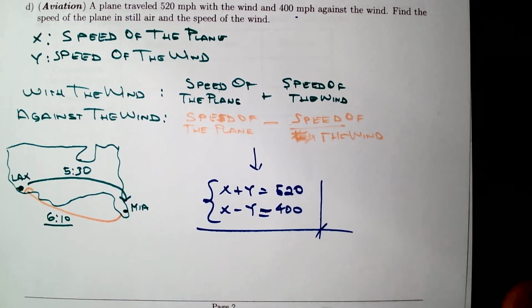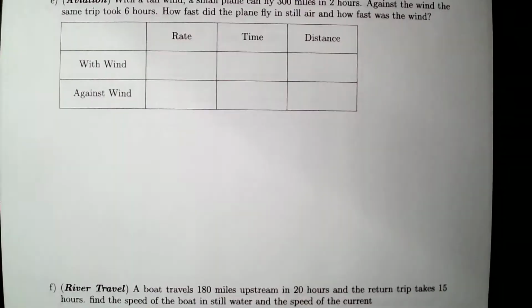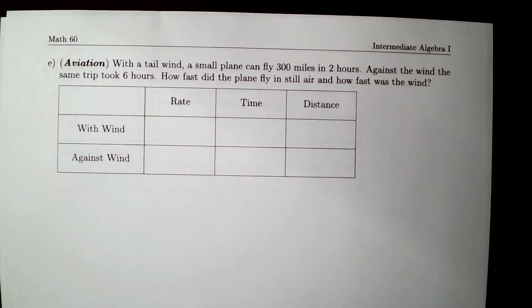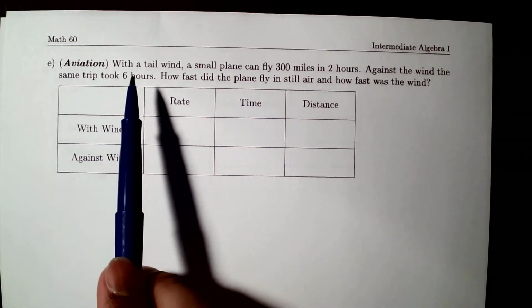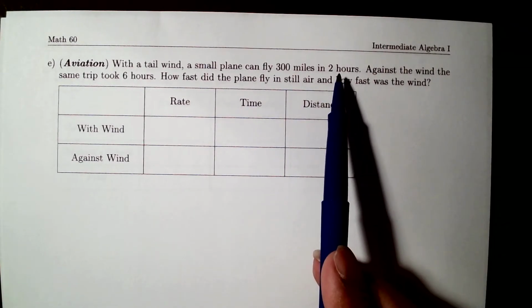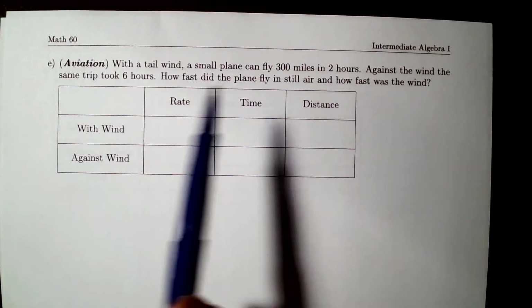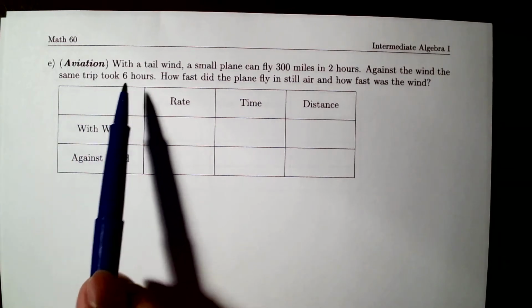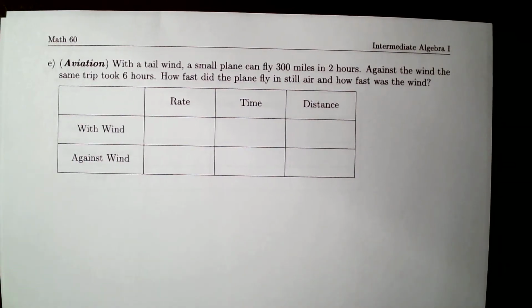All right, let's look at another example. Still another situation in which aviation comes into play. With a tailwind, a small plane can fly 300 miles in 2 hours. Against the wind, the same trip took 6 hours. How fast did the plane fly in still air, and how fast was the wind?